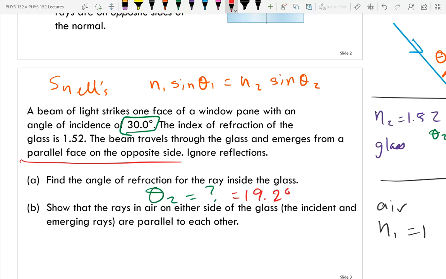Now, show that the rays in air on either side of the glass, the incident and the emerging ray, are parallel to each other. There's a couple ways of doing this. One is a brute force method. One is a little more elaborate, pretty method. How would you do it, Brandon?